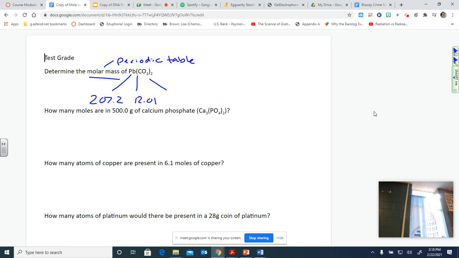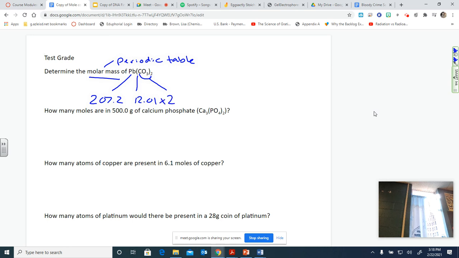Well, yeah, you don't have to go to two decimal places. All right, now this two on the outside of it goes to both of them. So there are two carbons, and they multiply. That's what parentheses mean in math. It's multiplication. So it's 2 times 3 is 6. So there's 2 carbons and 6 oxygens.